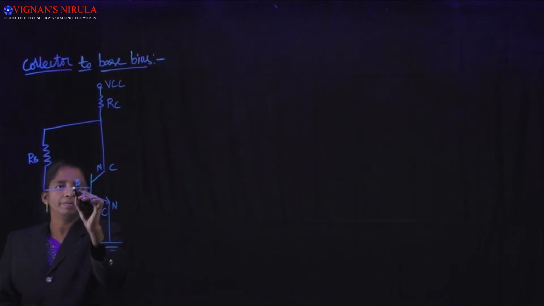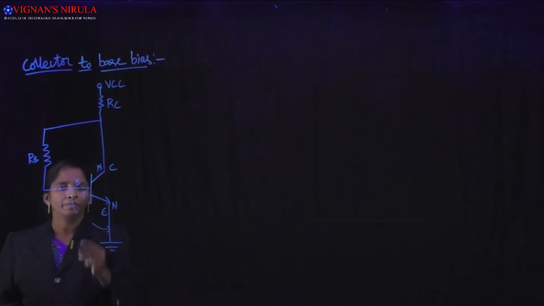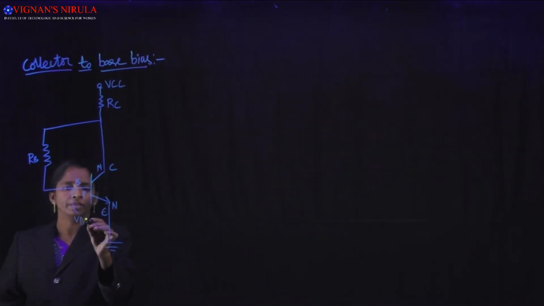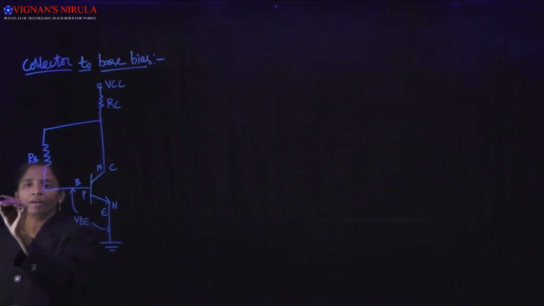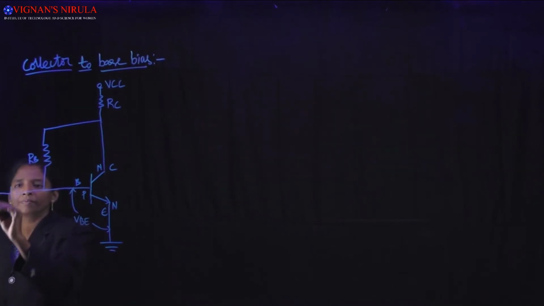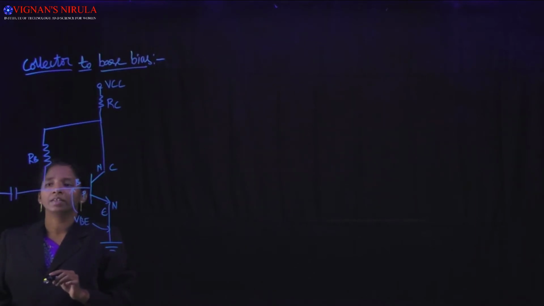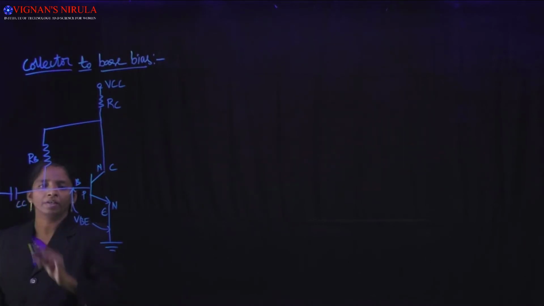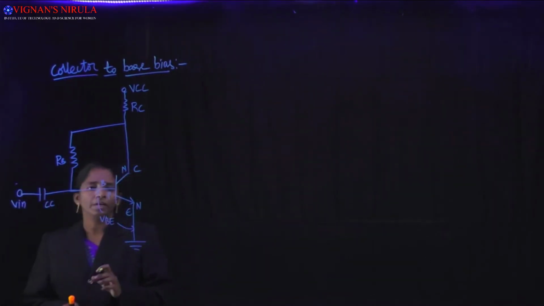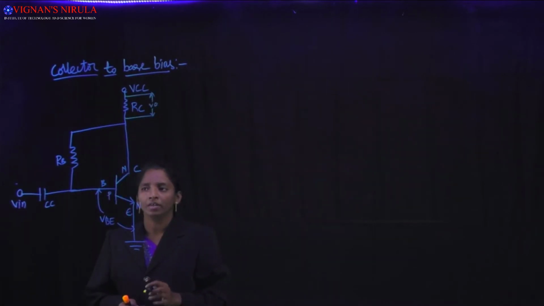The voltage between base and emitter is represented with VBE, and I am connecting the input voltage Vin through a coupling capacitor, CC. Now write the equation here. We are taking the output with respect to the ground.